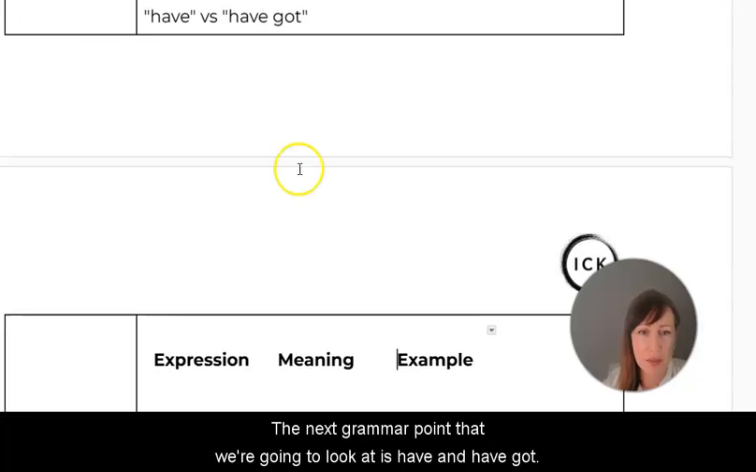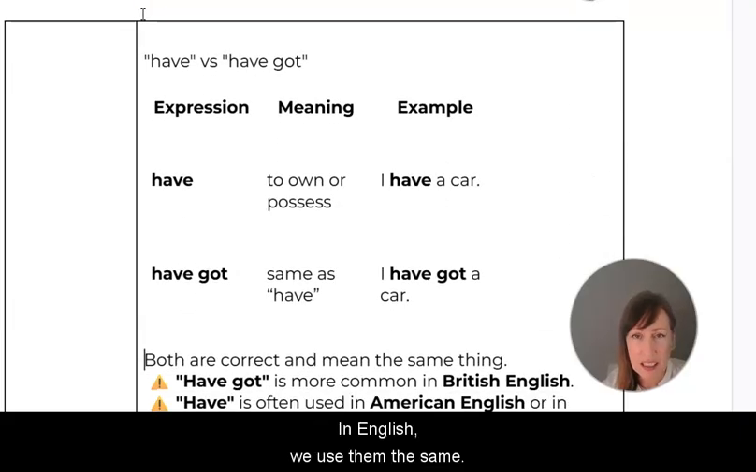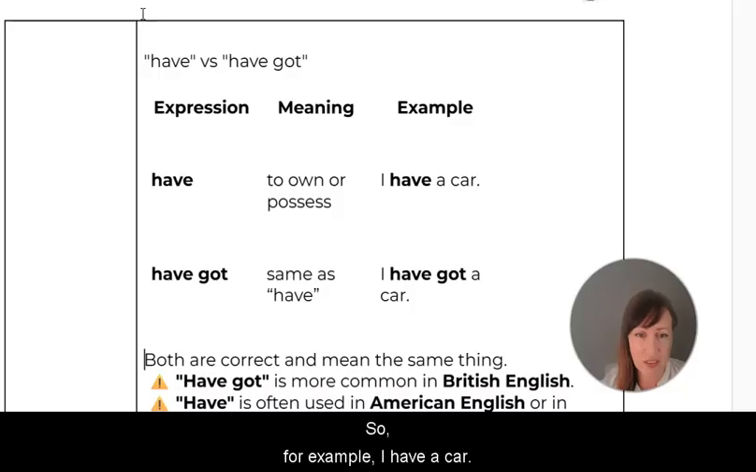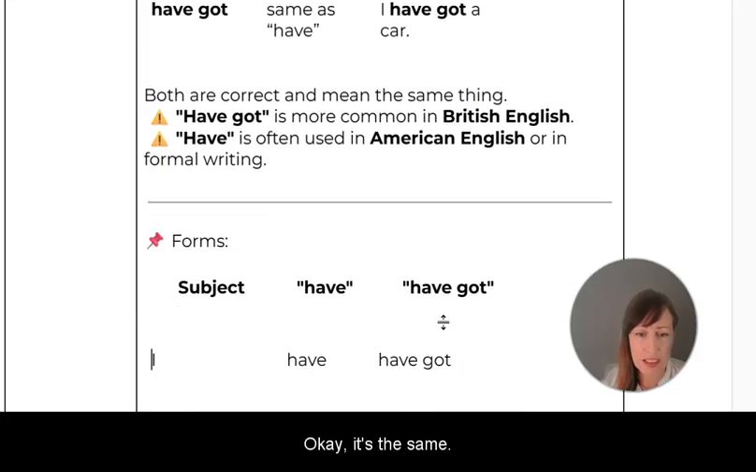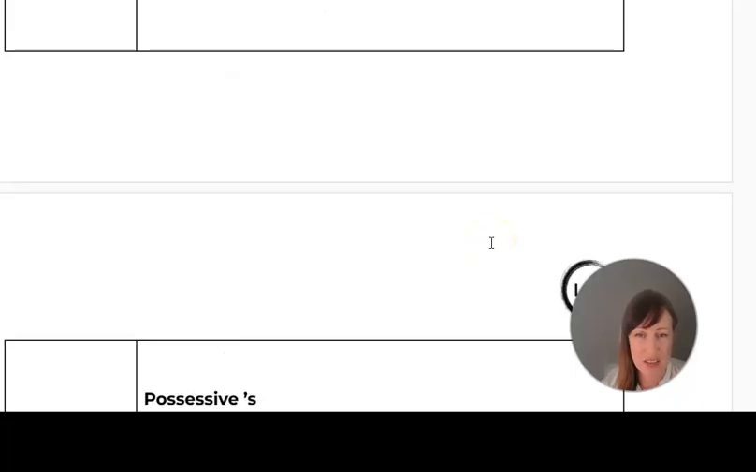The next grammar point that we're going to look at is have and have got. In English, we use them the same. Have is tener. Have got is tener. Have got is more common in UK English. That's the difference. So, for example, I have a car. I have got a car. Okay? It's the same. So, I have got, you have got, he has got a car.